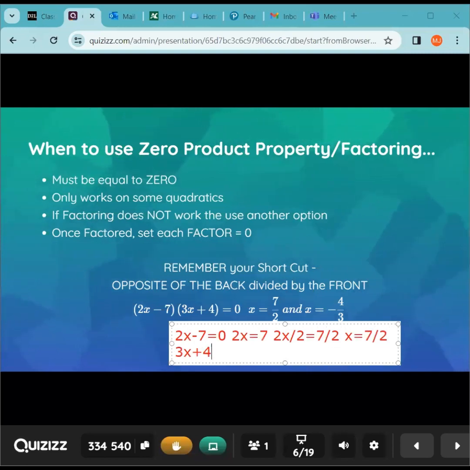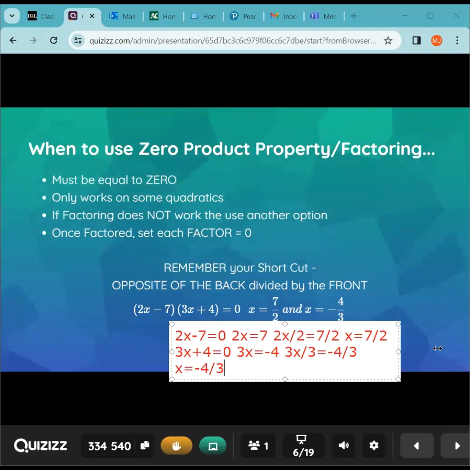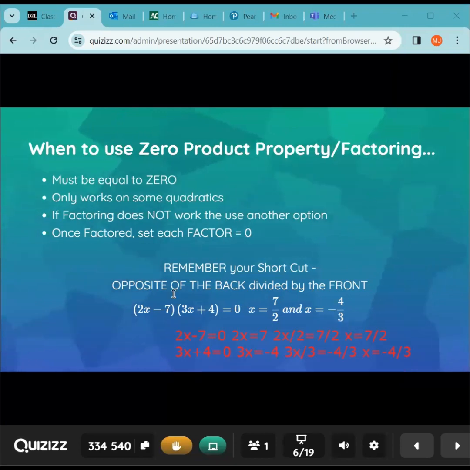Then 3x plus 4 equals 0. Bring 4 to the other side. 3x equals negative 4. 3x divided by 3 equals negative 4 divided by 3. X equals negative 4 over 3. So that's how you do that. You would just rearrange it to find x. So you always want to solve for x here. You set it equal to 0 and solve for x.